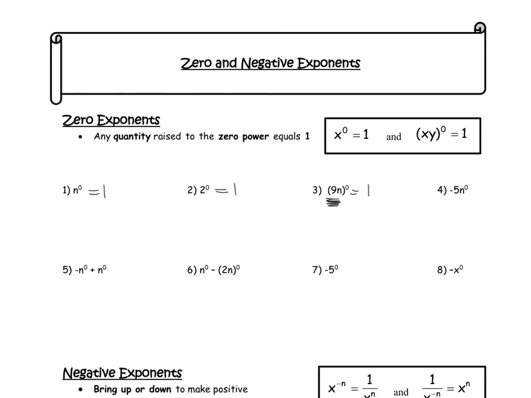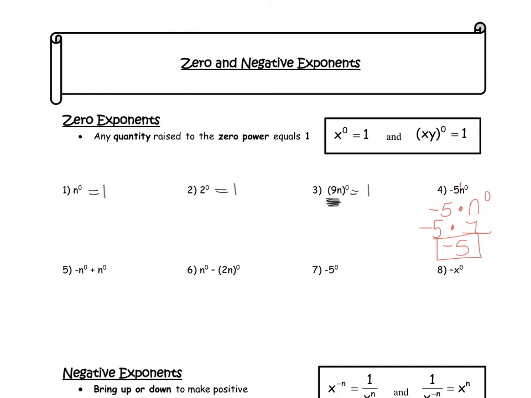Now this one, negative 5n to the 0. I'm not raising the whole thing to the 0 power like number 3. All I'm doing is raising n to the 0 power. The 5 has its own power. It has a power of 1. So this is really saying negative 5 times n to the 0. N to the 0 is 1, and 1 times negative 5 is negative 5.